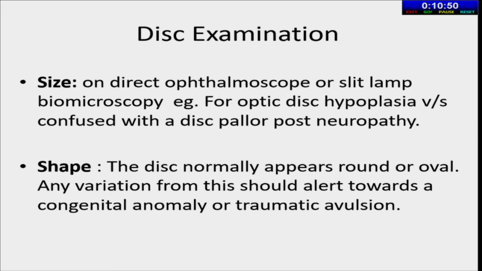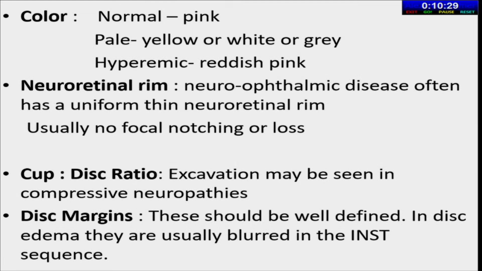Where the size of the disc itself is small, it may be pale. Both a normal size disc could be pale, and a hypoplastic disc is pale, but the size can help you differentiate between the two. You want to look at the disc's shape. Discs usually are circular or slightly oval, but there could be different shapes. There could be tilted discs, there could be notches in the disc, there could be hypoplasia of some part of the disc. So the shape is important. The color is important. Normally it is kind of salmon pink, but if it is white or yellow, pale, or more pinkish, that's more hyperemic. All of that is significant for us.